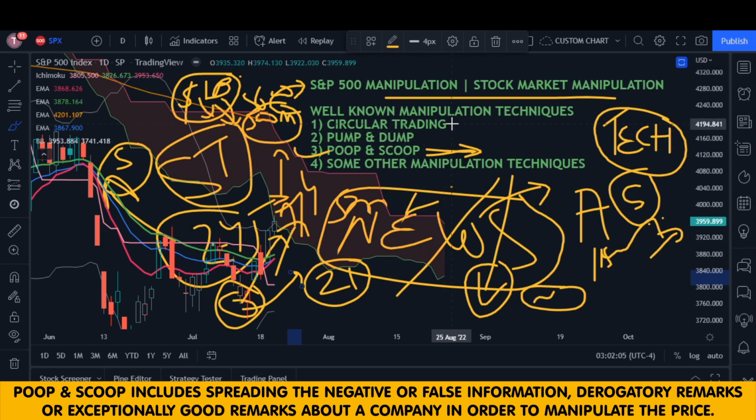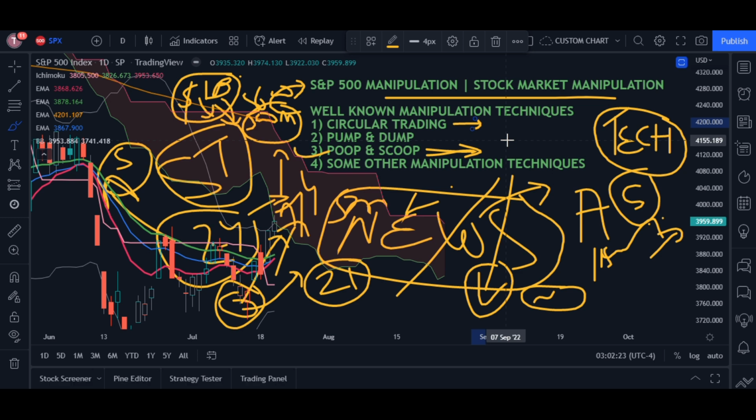But again, poop and scoop, pump and dump, the circular trading is mostly involved there. So this is how they do it. This is how they use the technique. They do the manipulation through the news, by spreading false information, bad remarks, the bad things about the company.